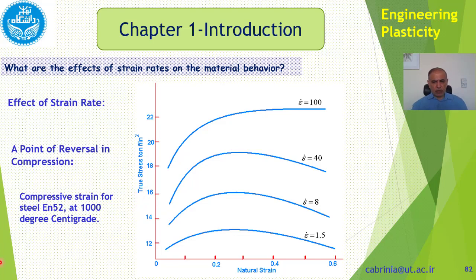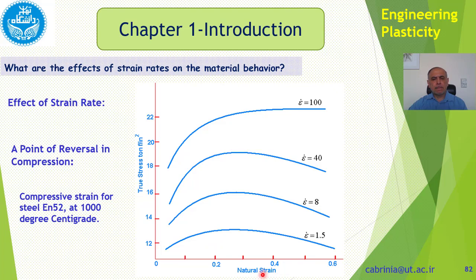Because if it was the engineering stress, it would drop. In engineering stress we have force over original area, but in true stress we have force over current area, so it shouldn't drop. And why does it drop here? For different strain rates it drops.